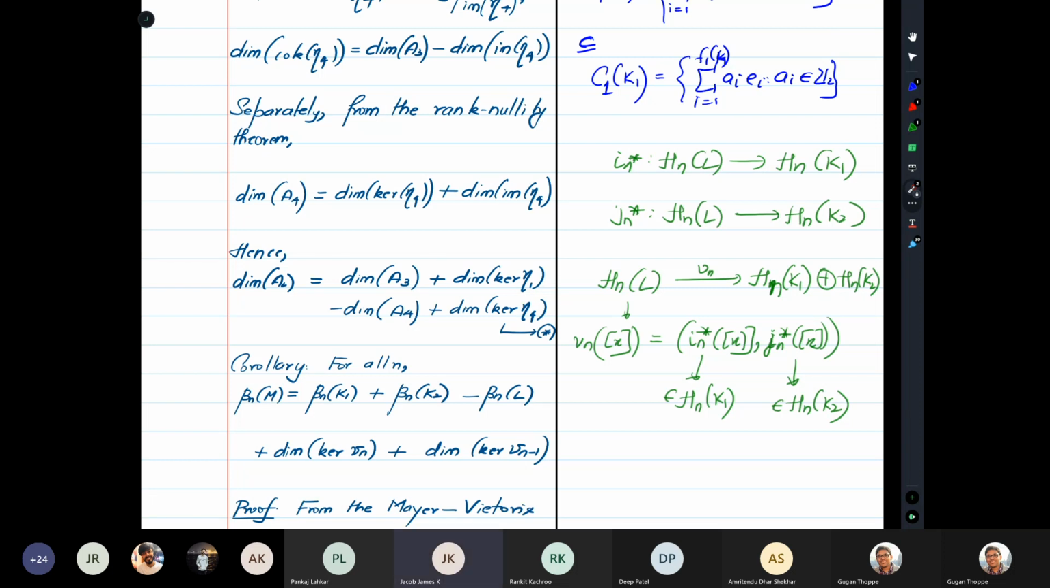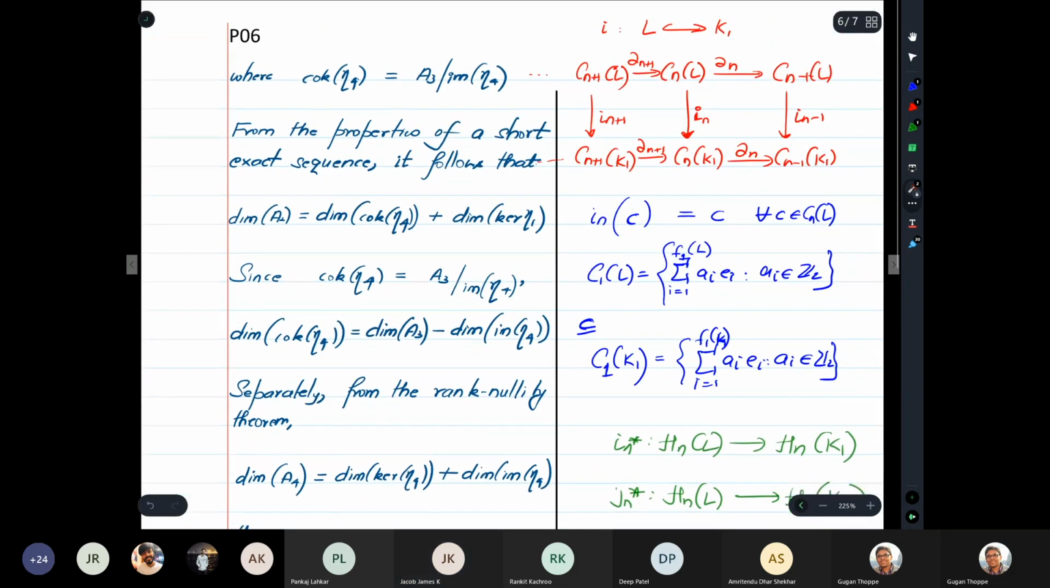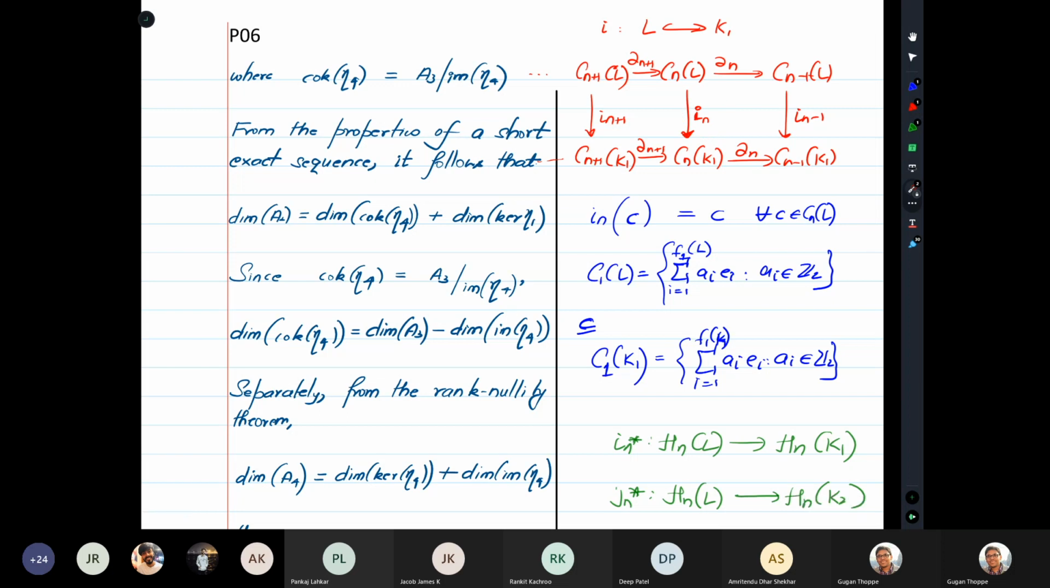I_N must be a homomorphism, right? Can you repeat? Is I_N a homomorphism? Is that your question? Yeah. So let's try to see what is I_N. I_N takes an element in C_N of L and maps it to the same element in C_N of K1. So your question is whether this I_N over here is a vector space homomorphism or not. Do you agree? That's your question, right? So let's just verify that.